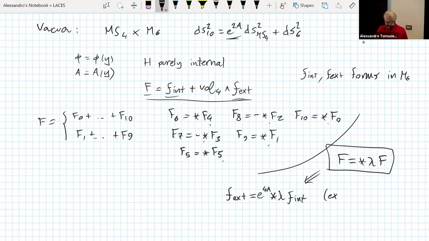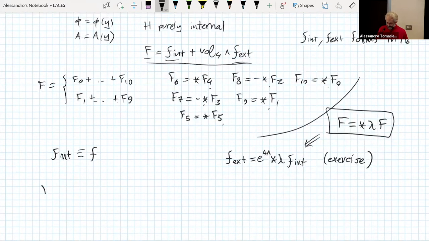Check this. It's an easy exercise. It's just an exercise in using the star. So then from now on, we will call the internal flux just f, little f. In other words, we'll express everything in terms of the internal flux.